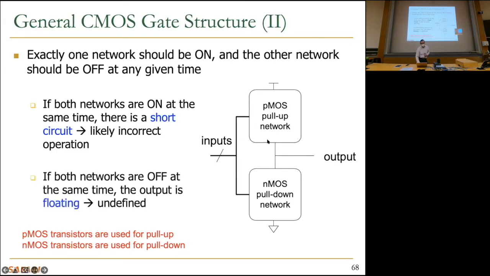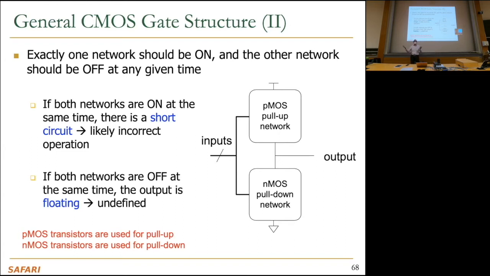If both networks are off, so this is not a wire, they're not connected. 3 volts is not connected to the output. 0 volts also is not connected to the output. Then you don't know what you get in the output, right? That is called floating. We will see this term later on also. Basically, the value of the output is undefined. You have no idea what it is. So keep this in mind. If you connect 3 volts and 0 volts to the output at the same time, you're doing something wrong.